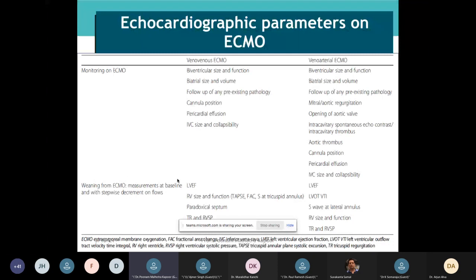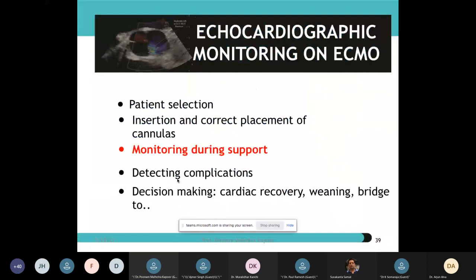So the cannula position, the pericardial effusion, the IVC size, collapsibility, the follow-up of any pre-existing pathology. Patient may have had an inferolateral MI with regional wall motion abnormalities and dyskinesia or akinesia of that part of the LV. So you should see how it is worsening. What is the wall motion score like? These are some things that must be told on an echo, and these are some things that we must do an echo for to monitor the ECMO support on echo.